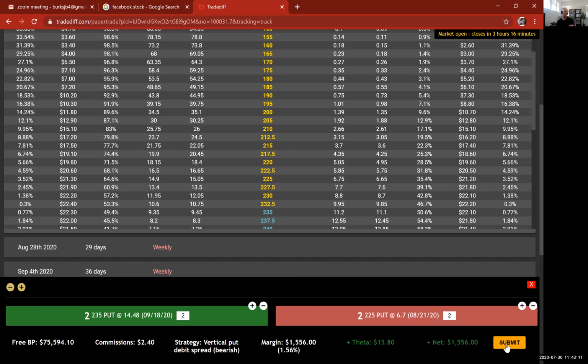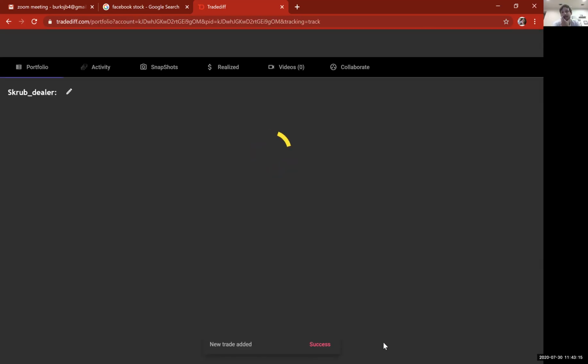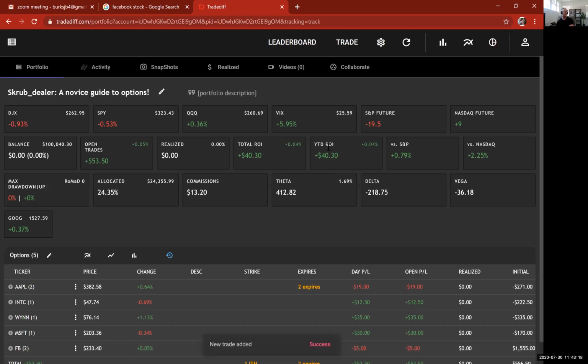Okay. All right, you see at the bottom it says 1580 in theta. Yep. That's kind of like what you collect daily in theta decay. So right now you're collecting $412 a day in theta decay, which is kind of nice.